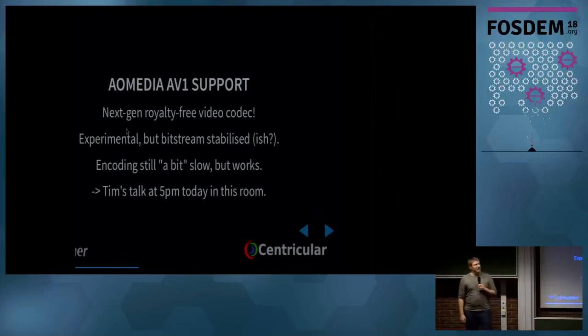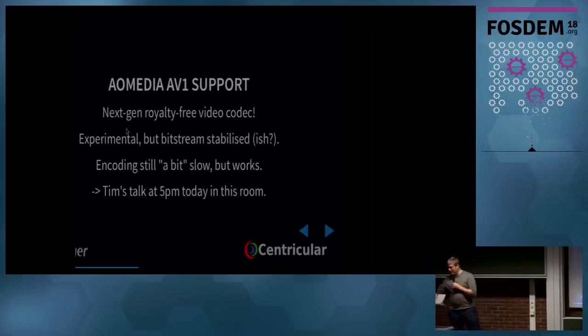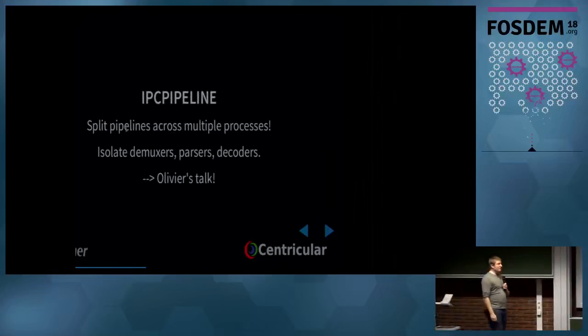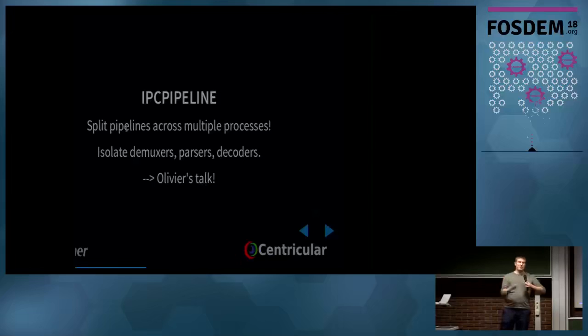The codec is still experimental. I think the bitstream either just has been stabilized or might be about to be stabilized. Go to Tim's talk. The encoding is still very, very slow, but we have the integration, so you can start playing with it if you like. There's a new plugin called IPC Pipeline, which allows you basically to split GStreamer pipelines over multiple processes. And again, Olivier is going to talk about all that in his talk.